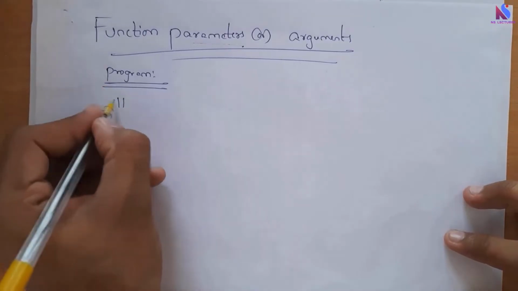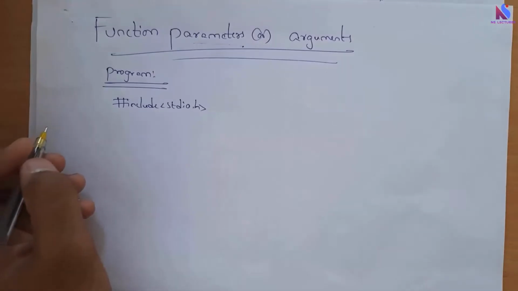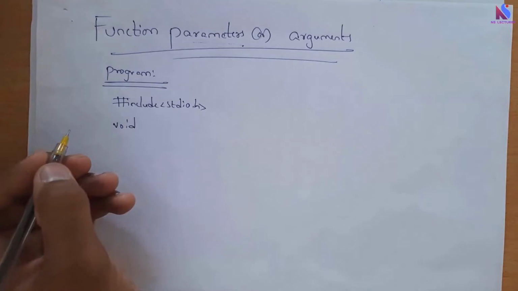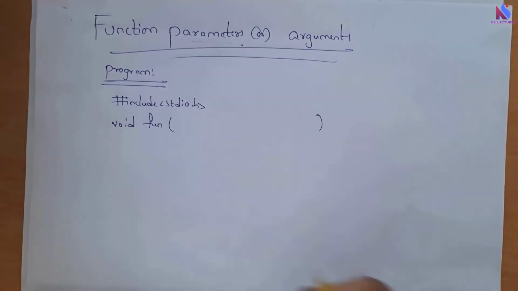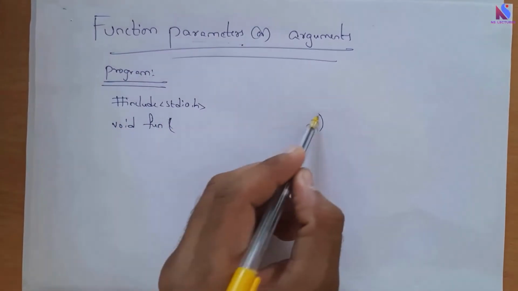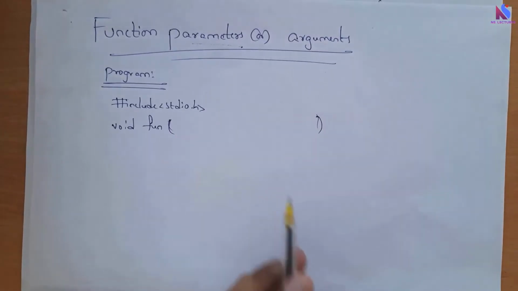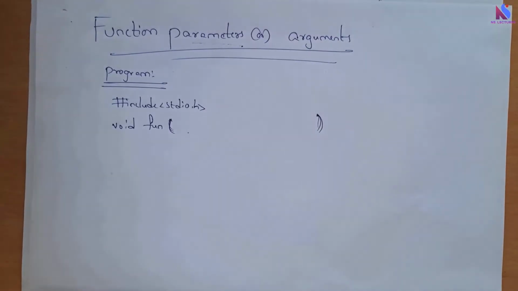At first you need to write #include <stdio.h>. Now you need to create your function, void. I am giving the function name as fun. Whatever information you write inside these brackets, you call it arguments. Now I want to pass two arguments to this function.